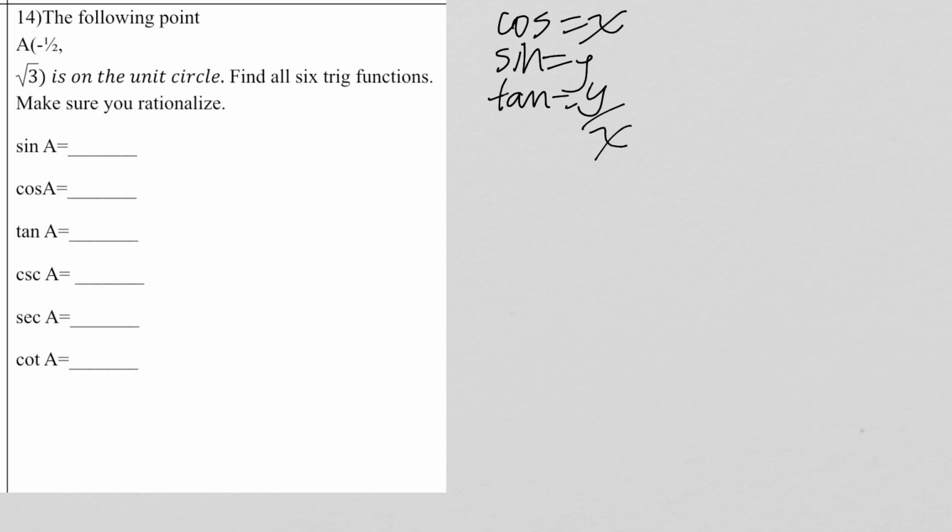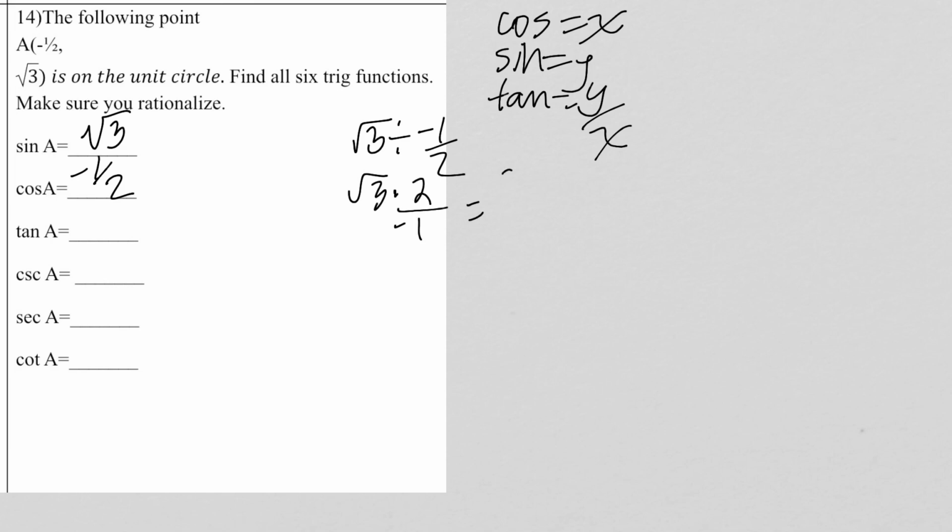So let's get these three first. Cosine is negative 1/2, so let's put that in there. Sine is the y, which is root 3. Tangent is taking the y and dividing it by the x. I wrote it. Now I'm going to do copy dot flipping. So I get it to be 2 root 3 over -1, or negative 2 root 3.